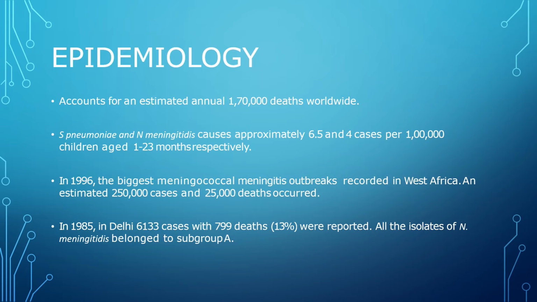And in the year 1985, in Delhi, there were 6,133 cases with 799 deaths. About 13% of the affected people died. So all the isolates of Neisseria meningitidis belong to the subgroup.